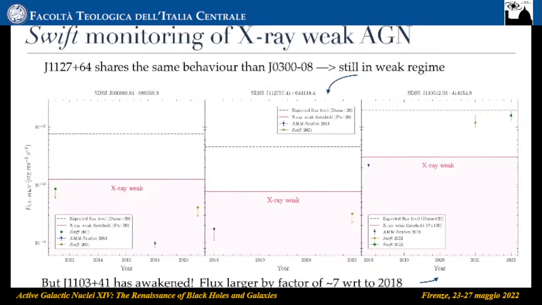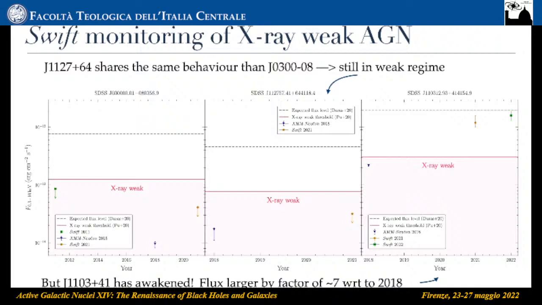We were also awarded time with Swift to monitor these 4 X-ray weak sources. 3 of them have been monitored so far. And as you can see, the first 2 are still lying in a weak regime. And for the first one, it's true, we do not know what happened in the intermediate gaps between 2011 and 2018 and 2018 and 2021, but there might be at least a possibility that this source has been in a low flux state for almost a decade.